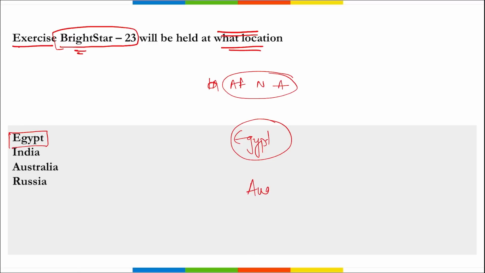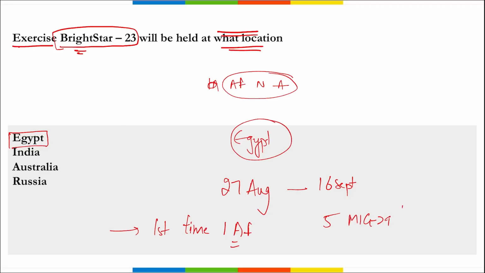It was started on 27th of August and it will be carrying till 16th of September. Then the question asked here is, or location it has been done. The next thing, remember that this is for the first time that India Air Force will be participating in this exercise. Right? That is your exercise Bright Star 2023. Correct? Indian Air Force contingent will consist of 5 MiG-29, 2 IL-78 and 2 C-130 aircrafts. Correct? Also, IAF transport aircraft will also provide airlift to approximately 150 personnel from the Indian Army.